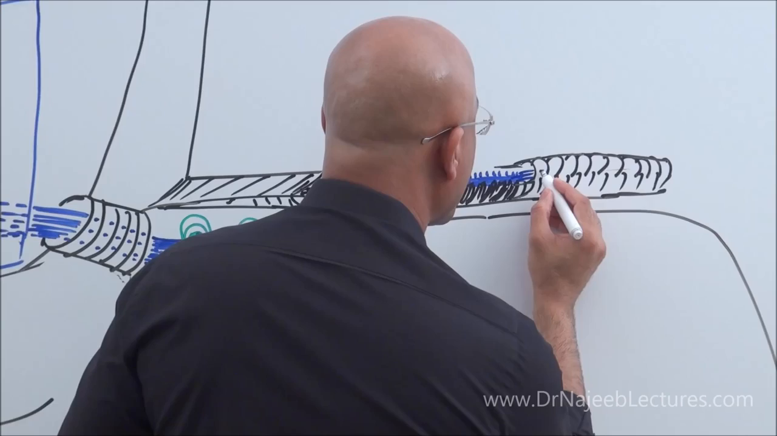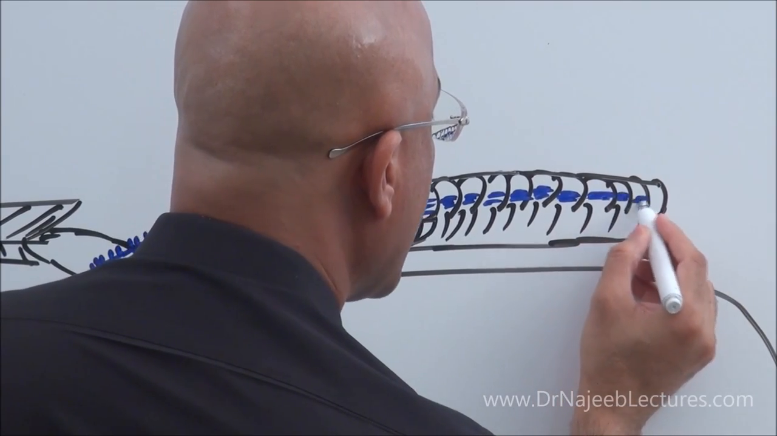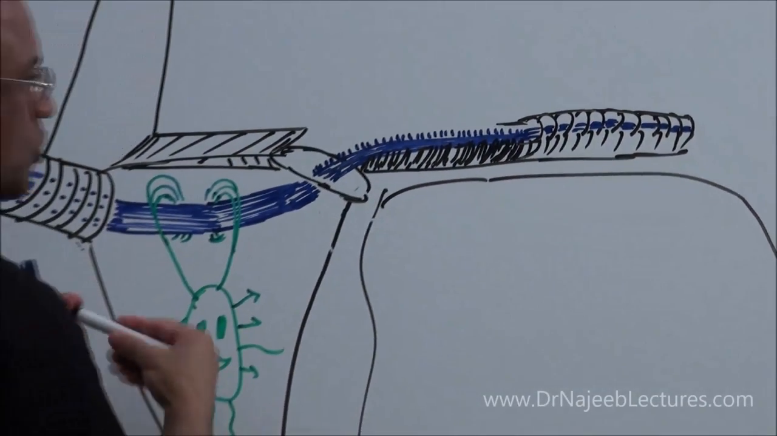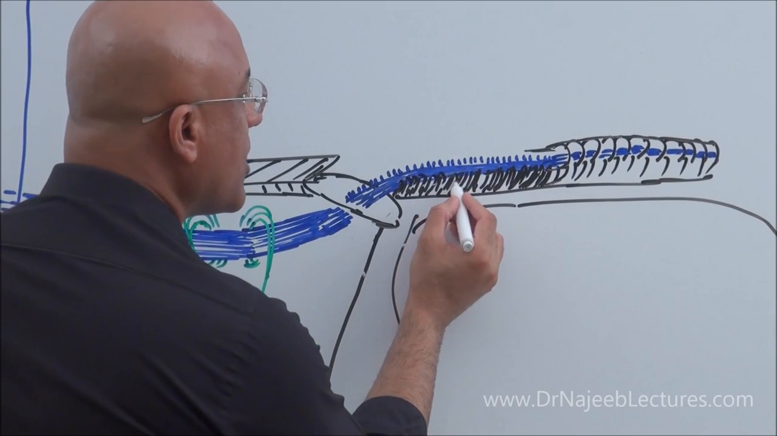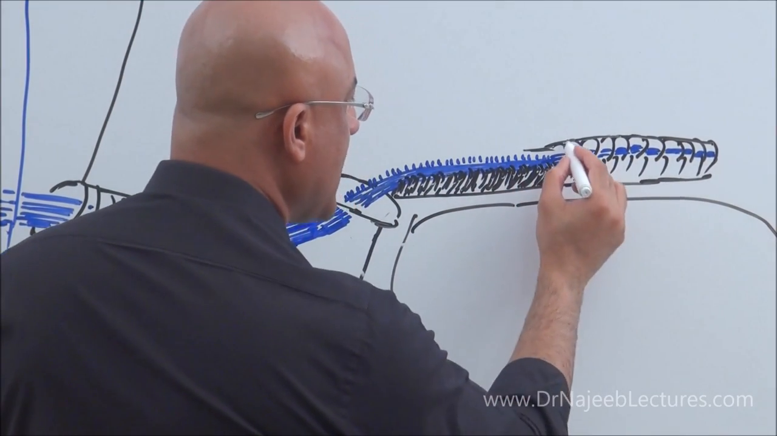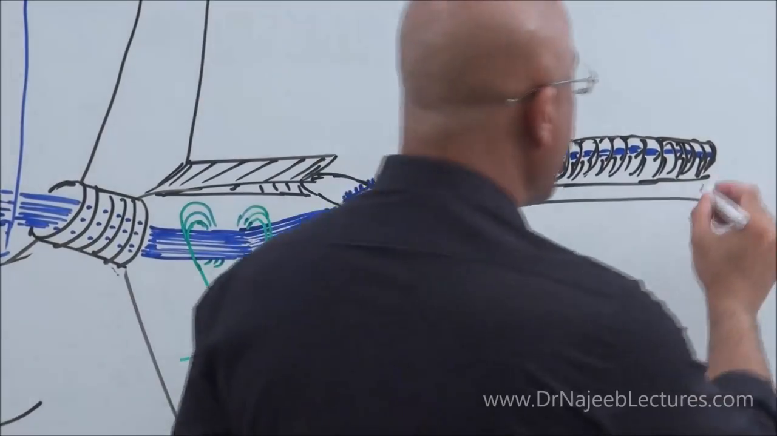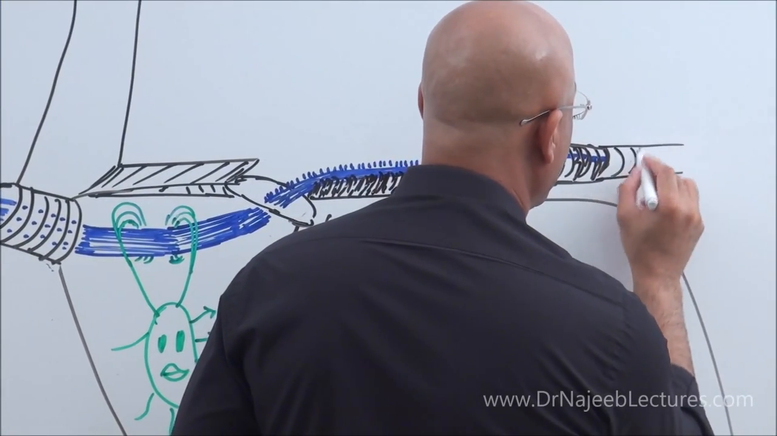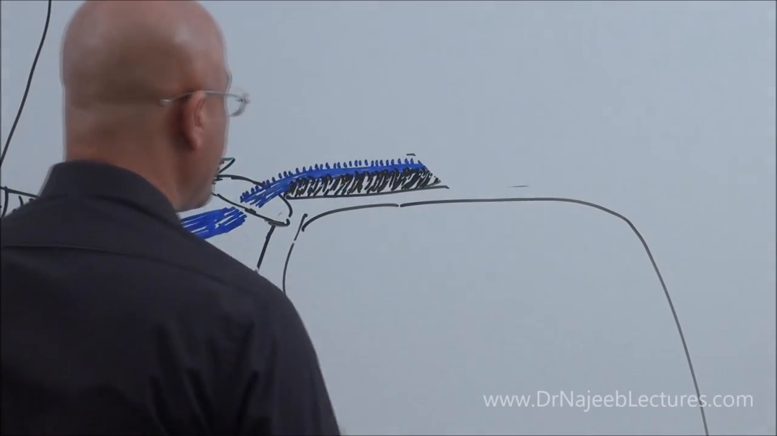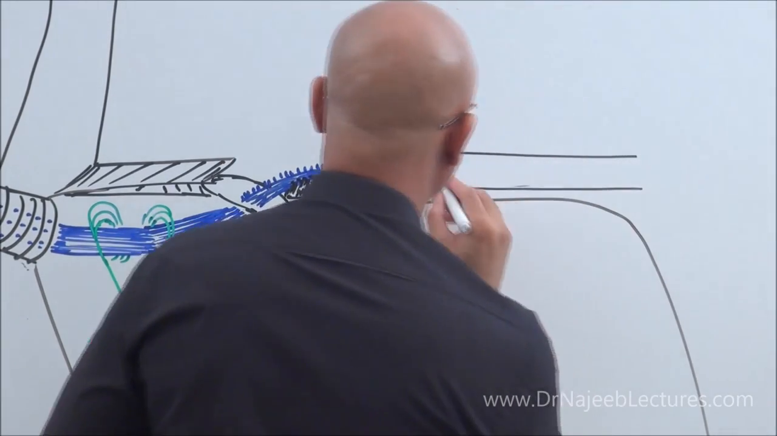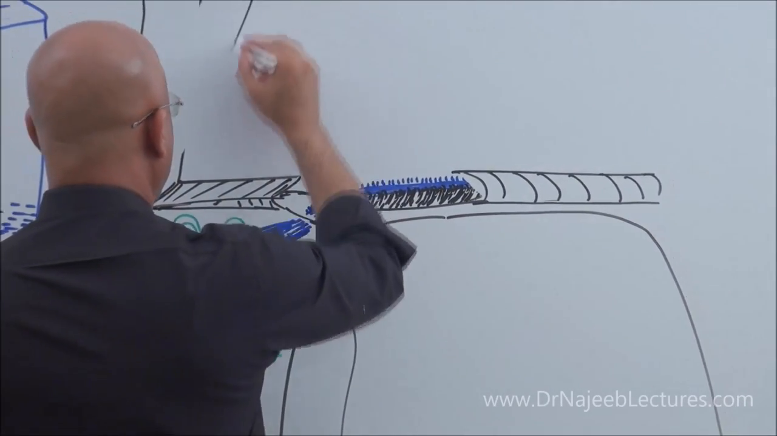So as it moves forward, it enters into a canal in the floor of orbit. And now this nerve is called infraorbital nerve. This groove is called infraorbital groove. And this is called infraorbital canal. What is it called? Infraorbital canal. And as this infraorbital canal continues forward, okay, let me draw it more clearly. This is infraorbital canal. It's all about the floor of the orbit.